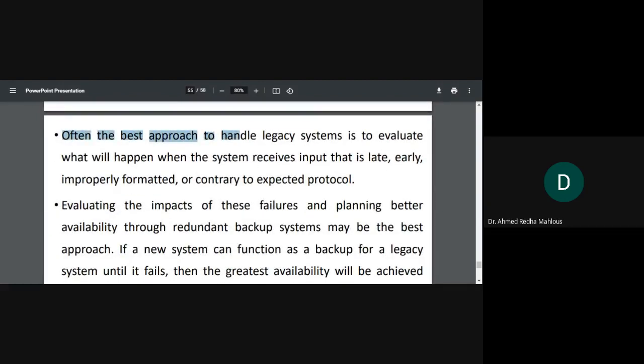Now, the best approach to deal with such legacy systems is to evaluate those systems. You create a use case and see what happens. For instance, if I input some data late, early, or after some process, what will happen, what do you expect? It's like you are studying what will happen if wrong data is inserted or sent by a hacker to a system that is receiving input data, and how that system will deal with it.